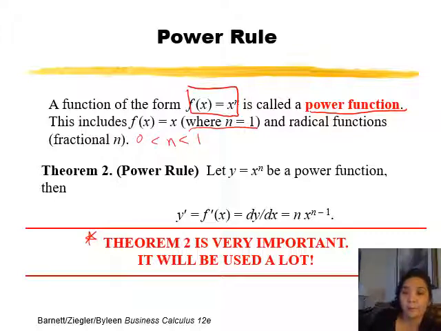Okay, so what is the power rule? If y is equal to x to the n, then y prime is equal to f prime of x, which is equal to dy dx. Notice we used all three definitions of a derivative. Notice what they do. If f of x is equal to x to the n, they take that n and bring it down, and that's this guy right here. And then the new exponent is n minus 1. We'll look at some examples of that in a little bit.